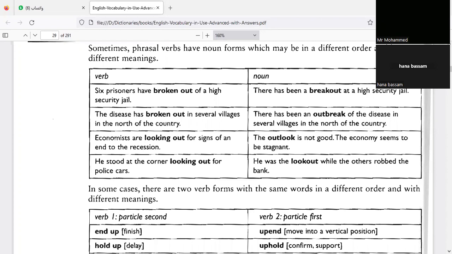Okay. فهنا بيقول economists are looking out for signs of an end to recessions. What does it mean look out here? To search or find. To search. Yes. Yes, that's right. But what about the second example when we use it as a noun? The outlook. The outlook isn't too good. The economy seems to be stagnant. So, the outlook. What does it mean, outlook here?